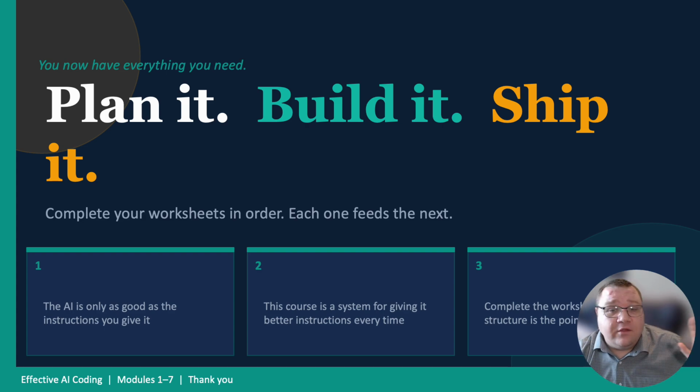You now have everything you need. Seven modules, seven worksheets, a process that takes you from idea through planning, prototyping, building, deploying, and testing to a live application in the hands of a team. The three words on this slide are the sequence: plan it, build it, ship it, and get buy-in. And shipping, getting real software in front of real users, is the only thing that actually matters.